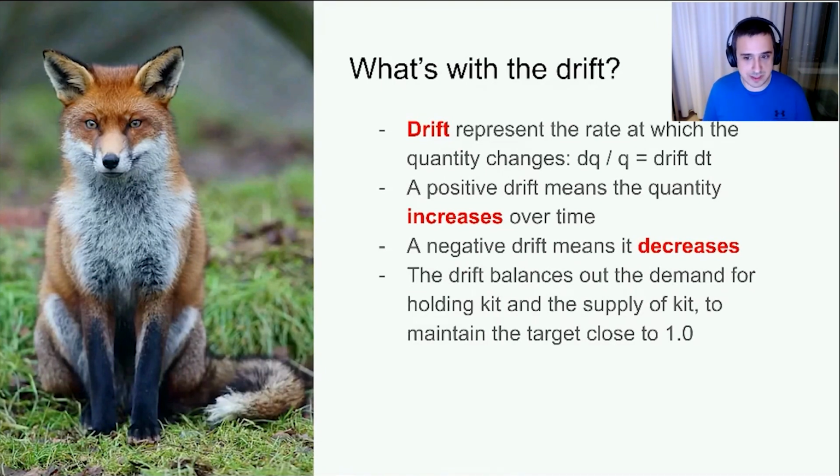A positive drift means that the quantity increases over time. So if your index is a cheeseburger and your drift is positive, it means that you want kits to be able to buy more and more cheeseburger as time passes on. If the drift is negative, it means that you expect kits to buy fewer and fewer cheeseburgers as time goes on. And the reason you have a drift is you want to balance out the demand for holding kits and the supply of kits. So how does this work?